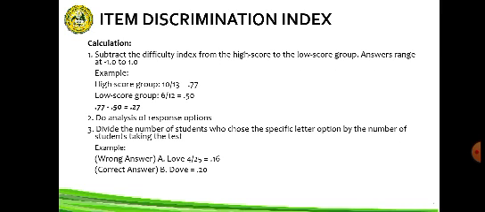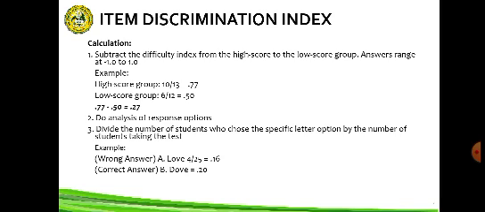But how do we compute for this? First, we subtract the difficulty index of the low score group from the high score group. As seen below, the high score group got a difficulty index of 0.77 and the low score group got 0.50. So we subtract 0.50 from 0.77, which gives us 0.27.